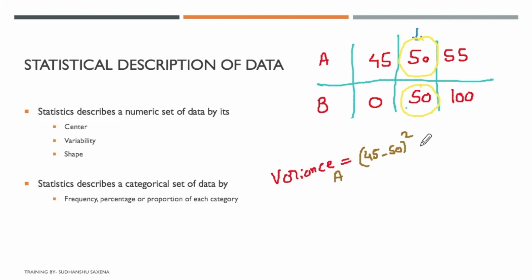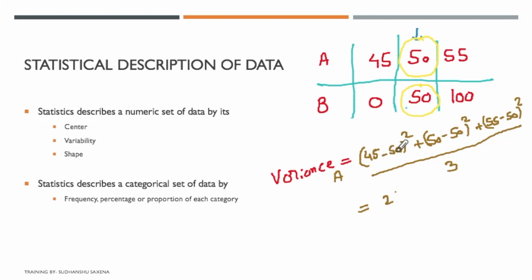the square of it, plus 50 minus 50, and then you have the square of it, plus 55 minus 50, and then the square of it, and then you take the mean, the average of it. How many values do you have? You have 3 values over here. Now if you solve this, what will you get?